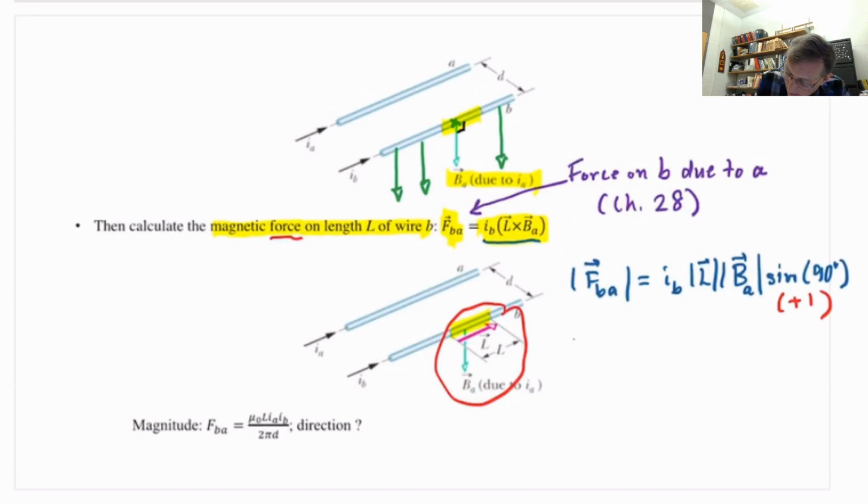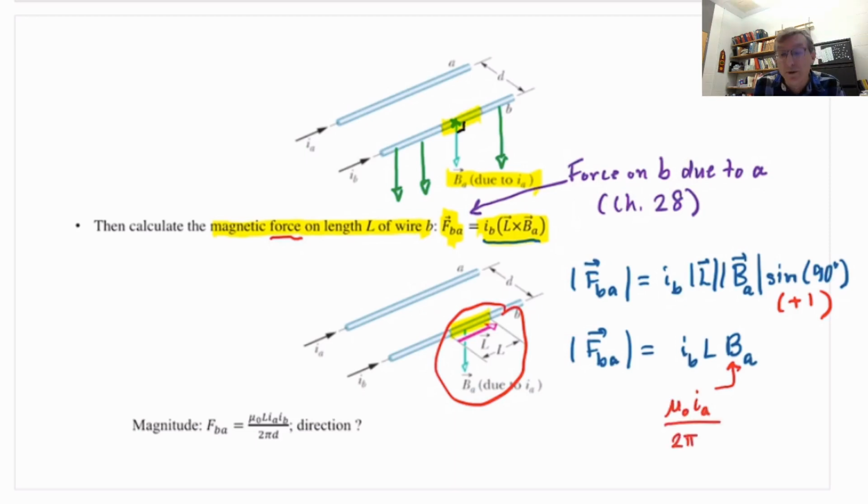So what's our expression for magnitude FBA? Well, I'll write it like this. That's the way all the books would write it, where everything means a magnitude. But we just wrote down the formula for the magnitude of B sub A. It's mu 0 I sub A over 2 pi d. You got to keep track of the roles that are being played here. In the calculation we're doing here, wire A is the source of magnetic field. And wire B is sitting in that magnetic field.